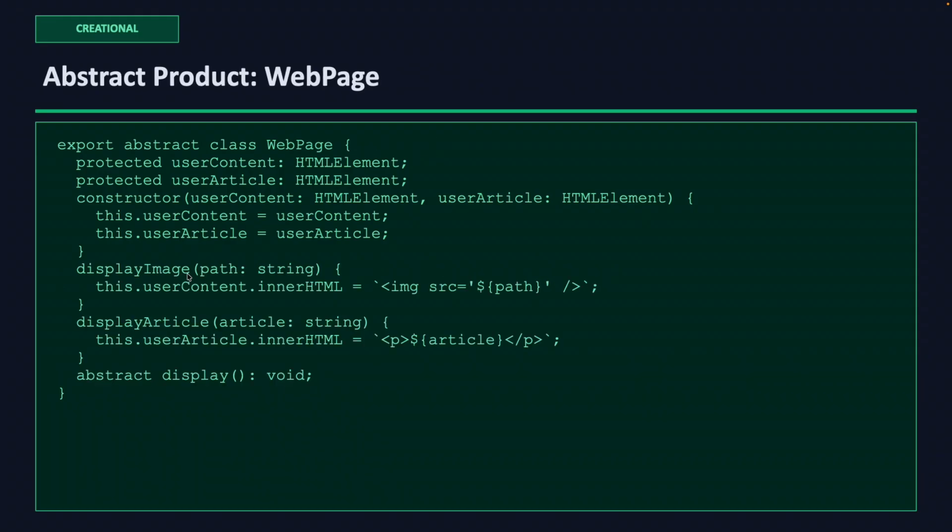Here we have the web page, and this is the abstract product. It provides two shared helper methods, the display image method and the display article method, that write directly into the DOM. Every concrete page type inherits these, so there's no DOM manipulation duplicated across 4 different classes. The abstract display method at the bottom is what each product type implements differently: what image to show, what article text to render.